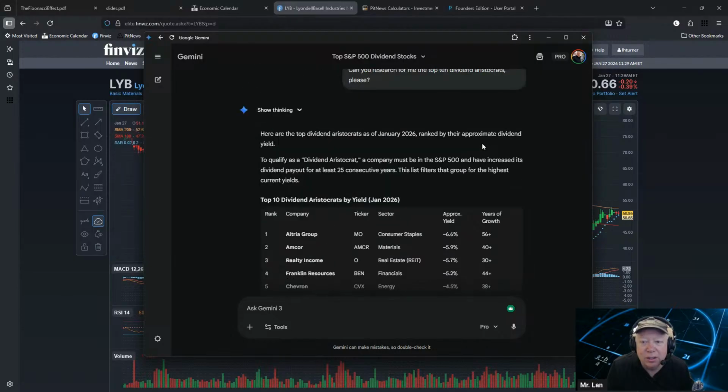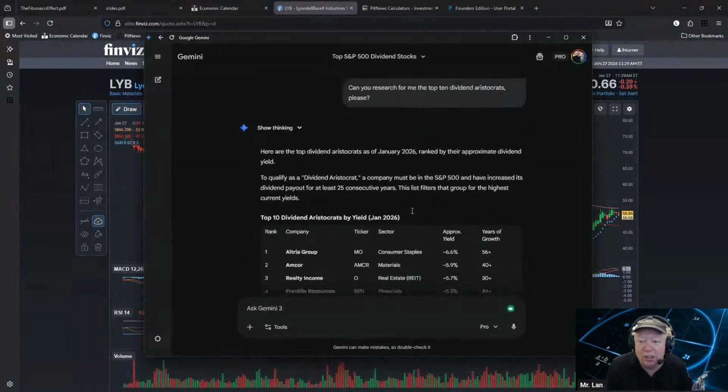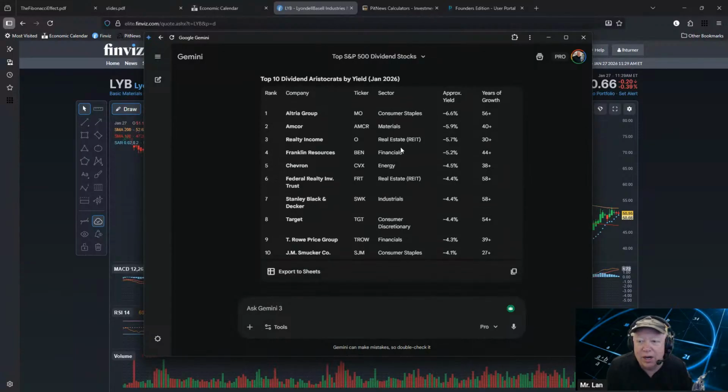So some of these, can you research the top dividend aristocrats? And the aristocrats are ranked in their approximate dividend yield. So they come in here, and the aristocrats, again, for the last 25 years have raised their dividends. But look at some of these. This is J.M. Smuckers at 4.1%, and they've raised their dividends years of growth. It says right here, 27 plus years.